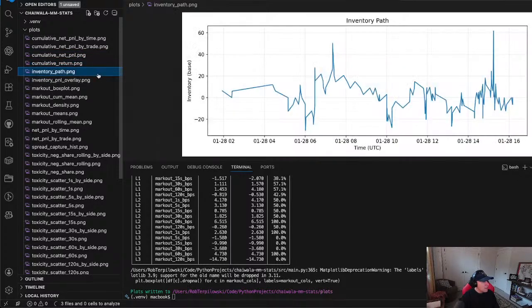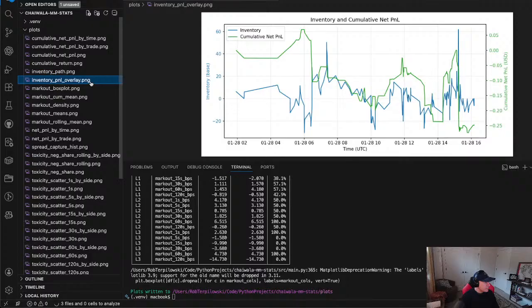We have cumulative trend. Now, the other thing I like to take a look at is the inventory that we have. Ideally, we don't want to have huge spikes. We can see that for the most part, we stayed within plus or minus 20, which is good. And then we can overlay that with the P&L. Typically what we'll see is if there's a spike in the profit and loss, it's likely corresponding to a spike in the inventory as well.